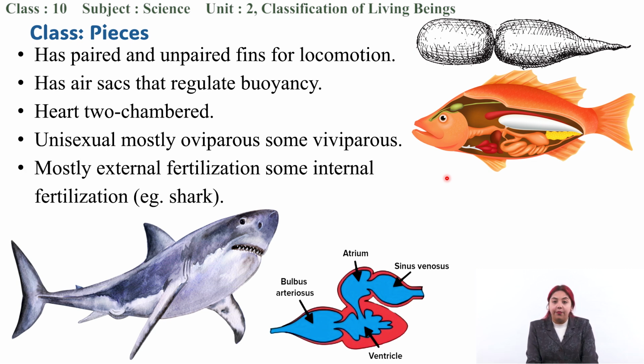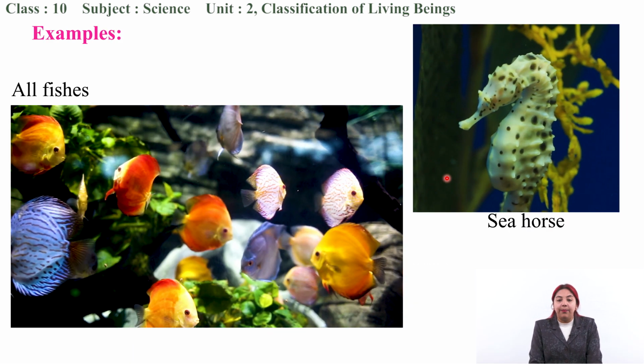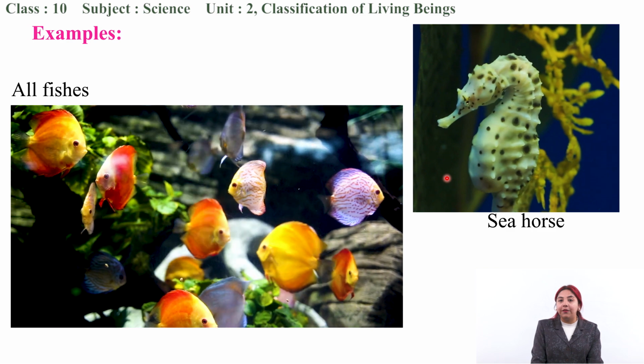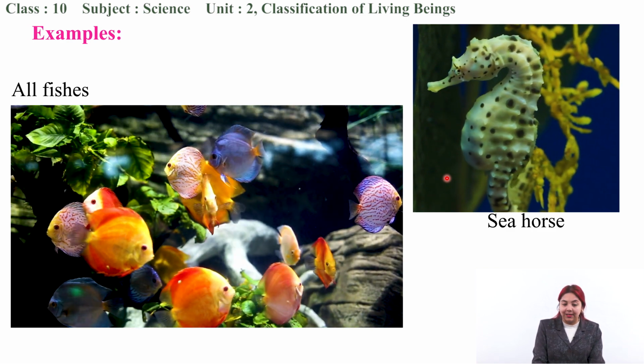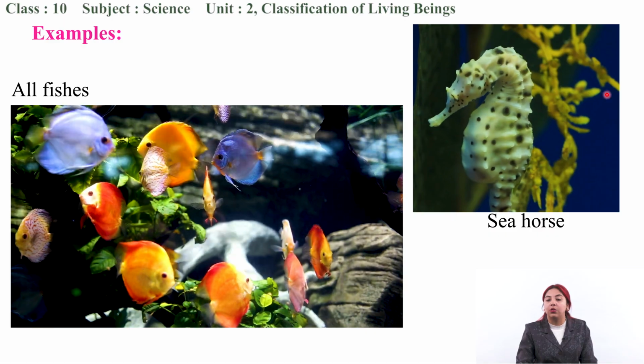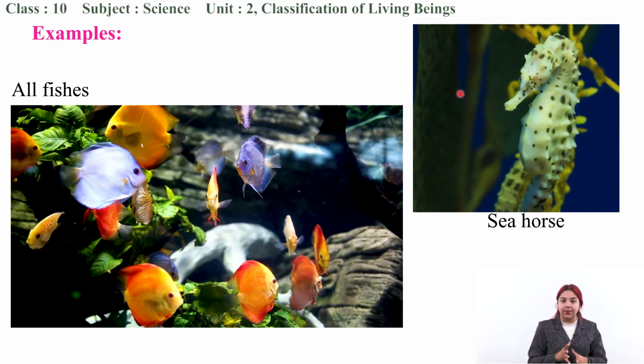Mostly, the fertilization is external, that is, the sperm fertilizes the egg outside the female body, and in some cases such as shark, internal fertilization occurs, that is, the sperm fertilizes the egg inside the female body. Now, examples of Pisces are all the fishes, they belong to the class Pisces, and seahorse also belongs to the class Pisces.